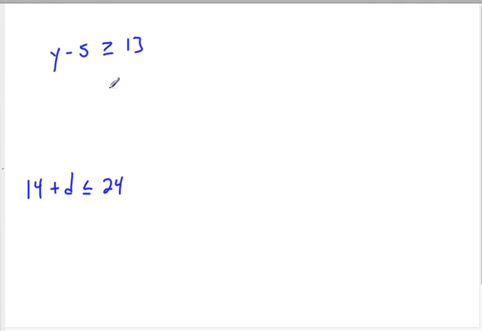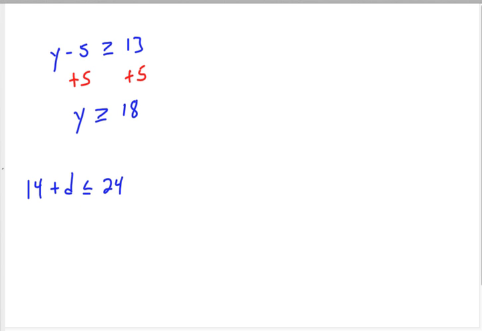All right, so another example, y minus 5 is greater than or equal to 13. Same deal, we're going to add 5 to both sides. And we end up with y is greater than or equal to 18. And that's it. It's pretty simple. Now let me do one more example here.